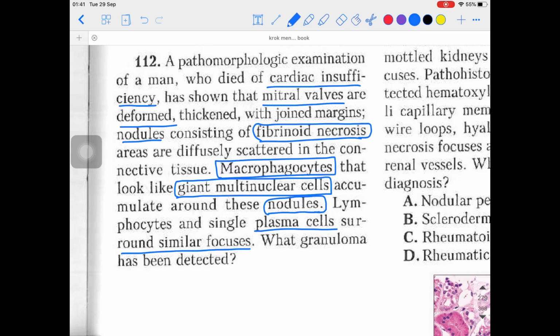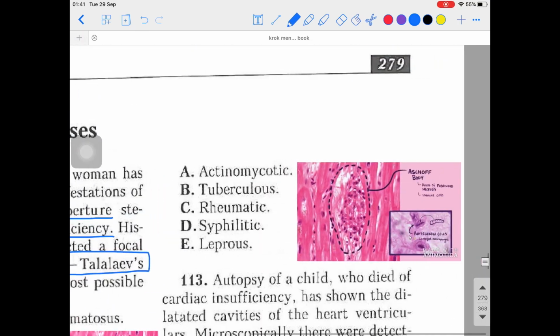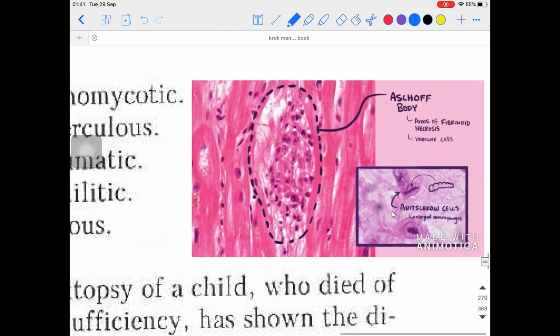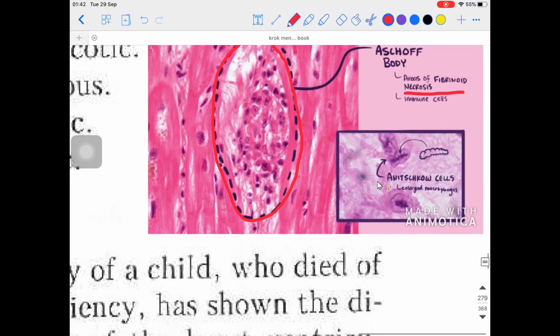Let me talk about them with the help of an image. Look at this image on the screen right now. I told you already that this is the Aschoff body, this is the Aschoff granuloma, rather. You can see inside it there is an area of fibrinoid necrosis. Now inside them there are several nuclei, which I told you about in the very first question of this video.